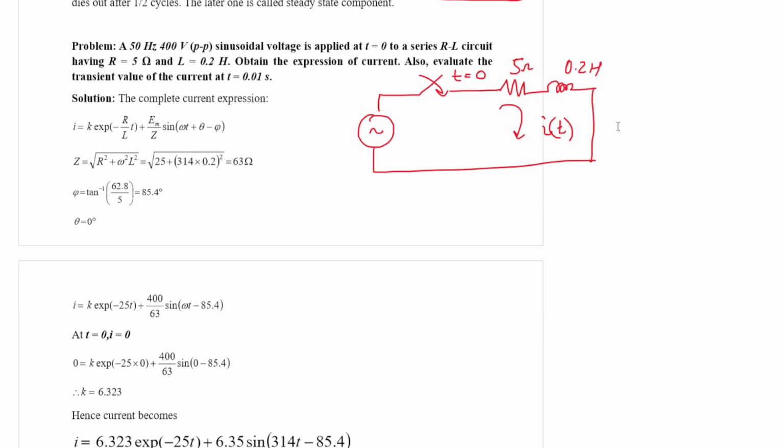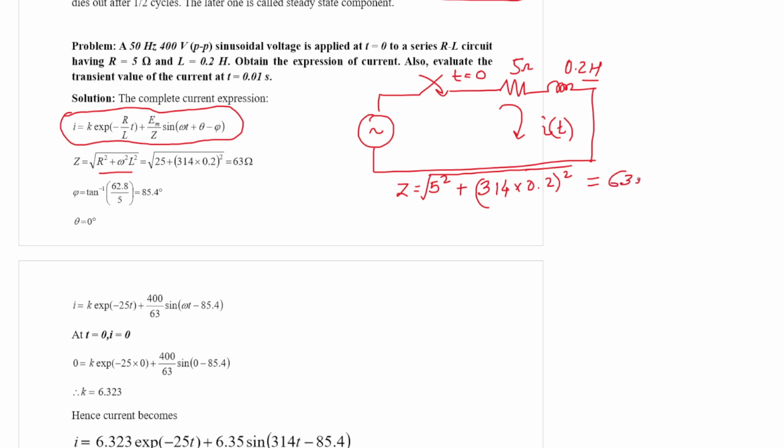From the previous study, we have the expression of current. Now what is the value of Z? Z is equal to root under R square plus omega square L square. So R square means 5 square, plus omega square L square. Omega is 314 into 0.2, since L is 0.2 Henry, all squared. If you solve this, you will get Z roughly equal to 63 ohm.